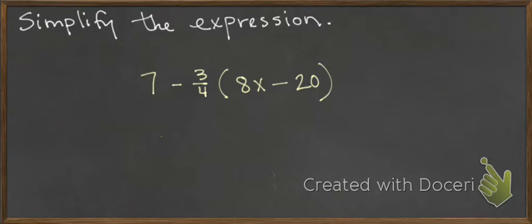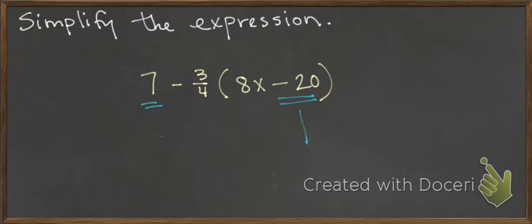Here we're asked to simplify the expression. So simplifying includes seeing if you can distribute and seeing if there are any like terms that can be combined, in that order. You can't just say, oh, 7 and minus 20, I can combine those and get negative 13.